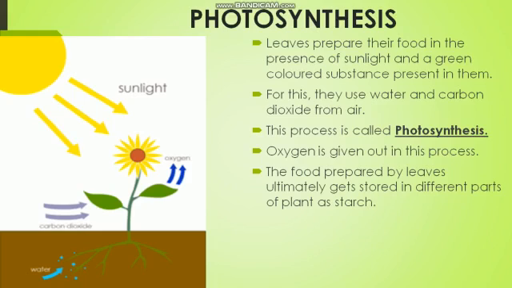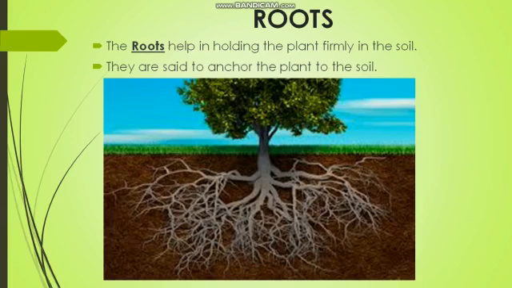Oxygen is given out in this process, and the food prepared by the leaves ultimately gets stored in different parts of the plants, which is known as starch. So, in the presence of sunlight and carbon dioxide and water, the plant prepares the food for itself, and then the oxygen is given out in this process, and this whole process is known as photosynthesis.